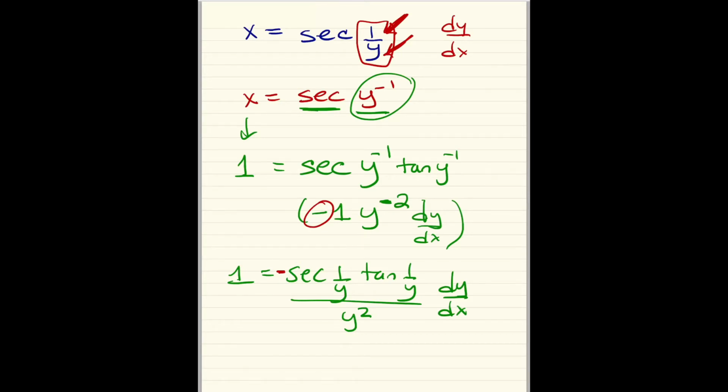I need to get dy/dx by itself, so I'm just going to cross multiply. y squared times 1 is y squared, and then I'm going to divide by those guys there. So negative secant 1 over y tan 1 over y is equal to dy/dx. And that's how we do it.